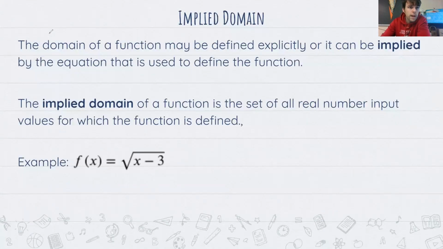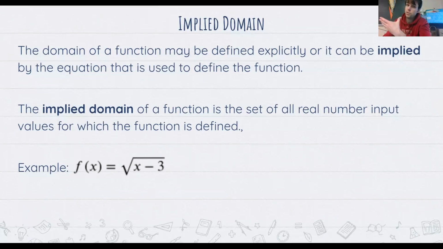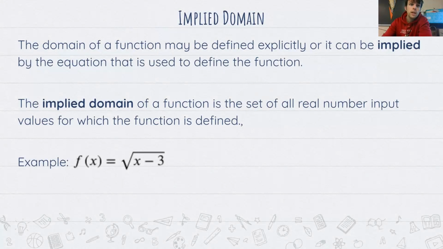All right. So that restricted domain for an equation is often referred to with this terminology, the implied domain. It may not be explicitly stated or told to you, but it's something that you need to be able to figure out because you know stuff about equations, you know stuff about math and certain types of operations. So the implied domain of a function is the set of all real number input values for which the function is defined. Technically, functions could have complex inputs or imaginary inputs, but we're going to talk mostly about real number inputs.